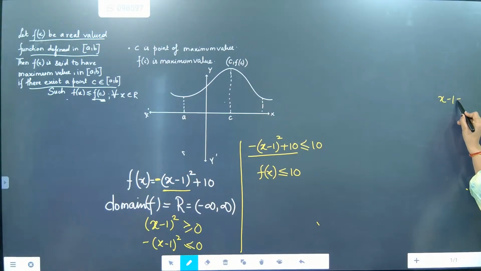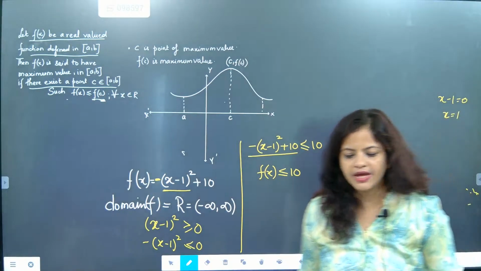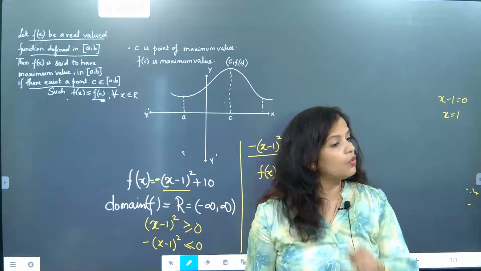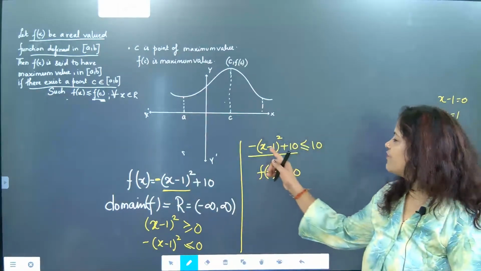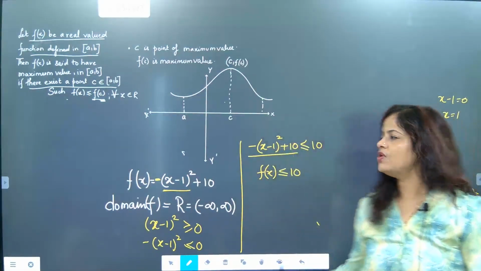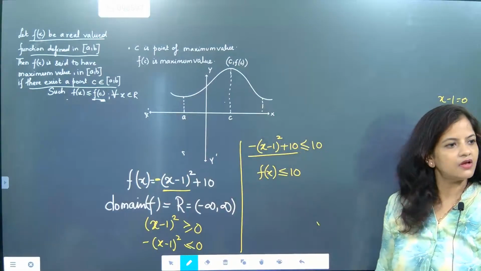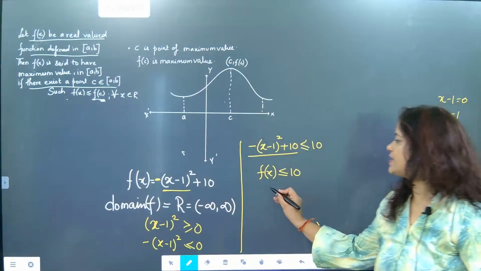x minus 1 equal to 0. What is the value of x coming? 1. So instead of x, if we put 1 here, only what is left? 10. Are you understanding?